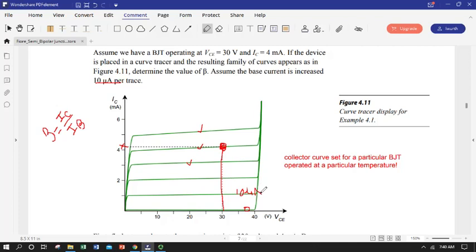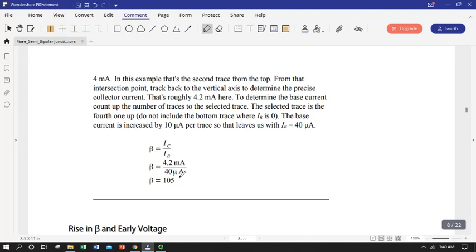Again, I'm using someone else's set of experimental curves, 20, 30, 40. I had to have applied that during my measurement, or I couldn't have gotten that 4 milliamps out of the collector. I must have been applying 40 microamps, so I know IB was 40 microamps. I know my I collector was about 4 milliamps, maybe 4.2. So I just divide those, and I get a beta of 105, which is fairly reasonable.